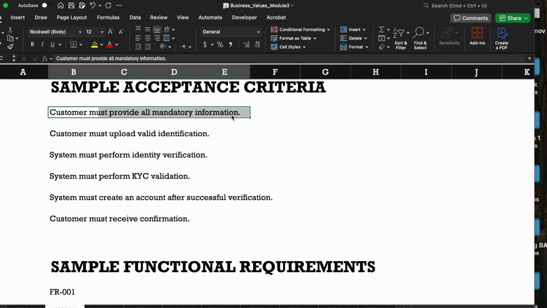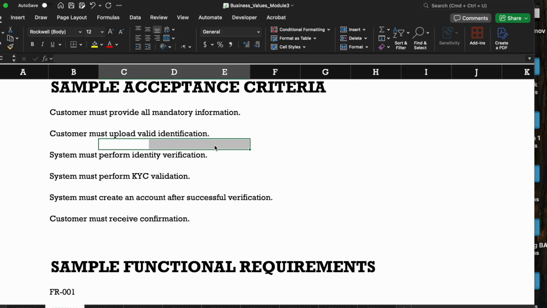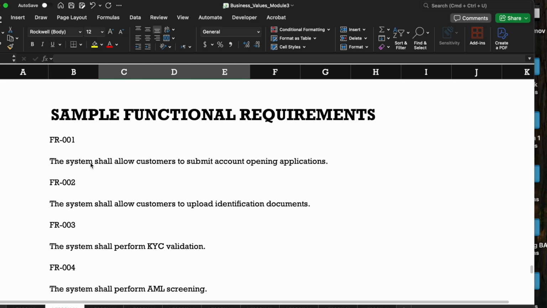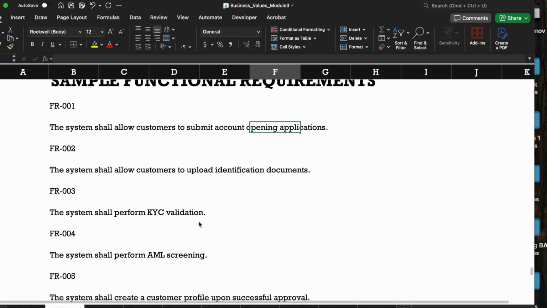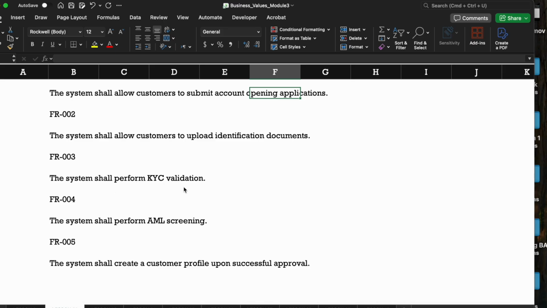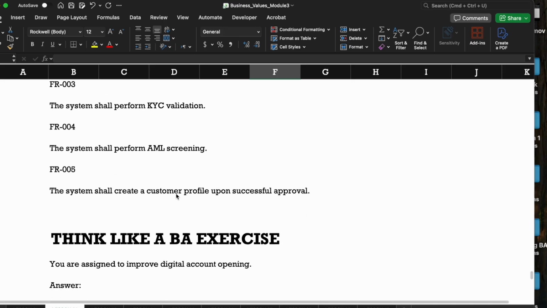So this is a high-level topic. You have to list, okay, what valid identification the customer must upload. So what are the valid identifications? You have to capture the details so that the tester can verify. Okay, this is just to give an idea. Sample functional requirements: the system shall allow customers to submit account opening applications. The system shall allow customers to upload the identification document. The system shall perform KYC validation. The system shall perform AML screening. The system shall create a customer profile upon successful approval.